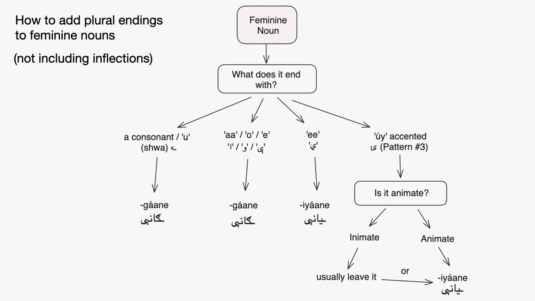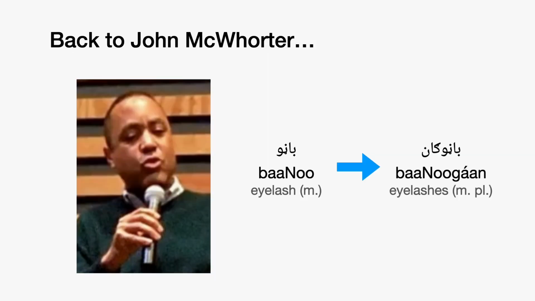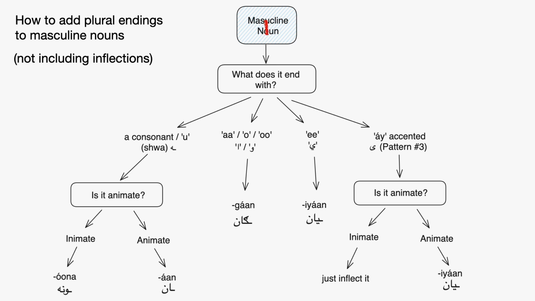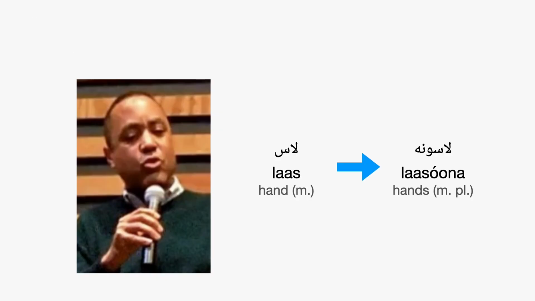So let's go back to these examples that John McWhorter gave us, and let's see how we can explain it using these rules we just learned. Well, in Pashto, the plural could make a grown man cry, like eyelashes, barnugan, okay? Okay, so barnu is a masculine noun ending in u, so we're going to have to add gan on the end to make eyelashes. And if we look at our decision tree, we can see that we just followed it like that.